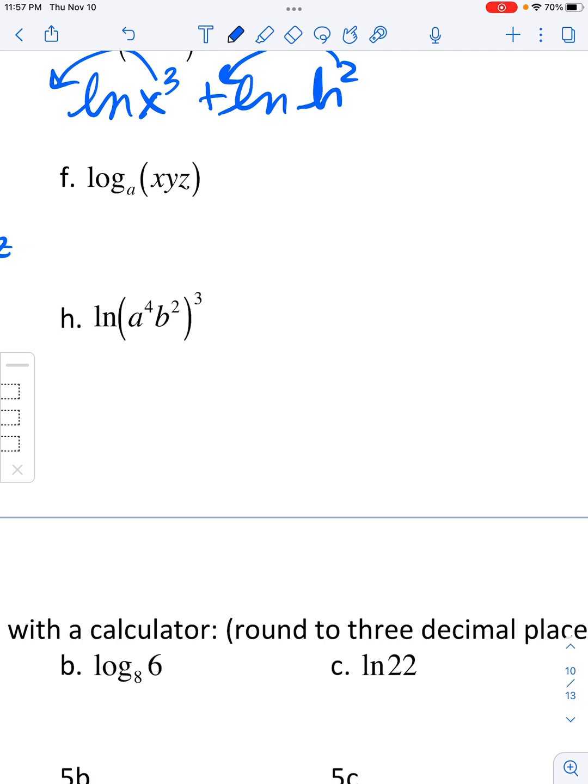So here, these will separate by addition, and I'll have a log base A of each of them. And then that's it. So again, wait, what did I do? I did a stupid thing here. This should be log base A again of y, and then log base A of z.